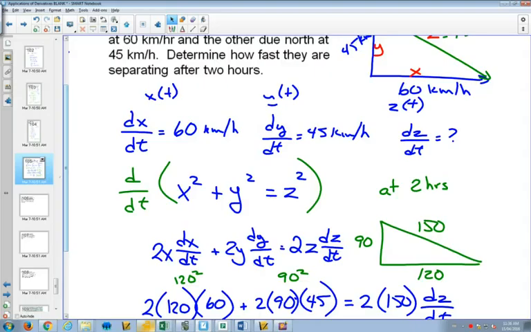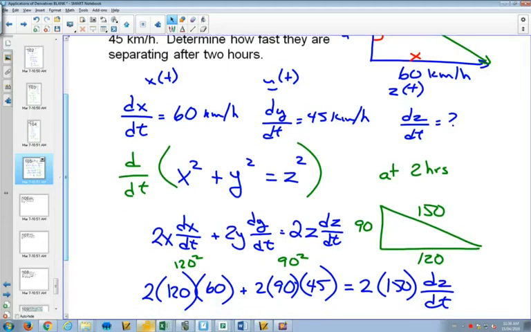Yes? This one right here, where we got these numbers? Well, it says to figure it out at 2 hours. And if you're going 60 kilometers an hour east, in 2 hours you'll have gone 120. So we could put some units here to say this is actually distances. That's how far you've traveled at that point.